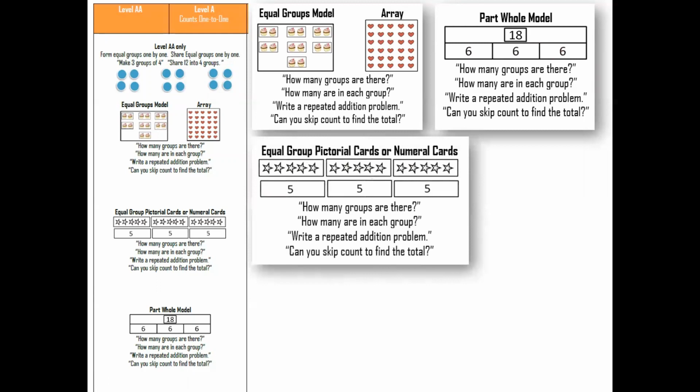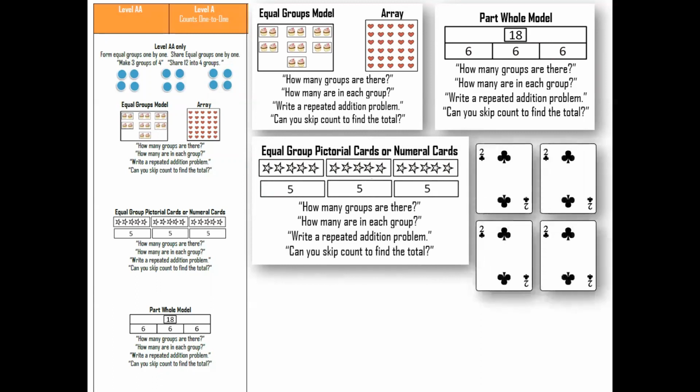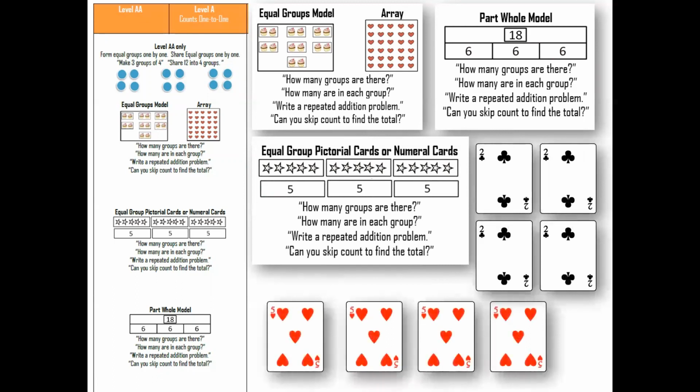And finally, again, equal group or pictorial cards or number cards, same thing. Your whole goal for level A is how many groups are there, how many in each group, write a repeated addition problem, can you skip count to find the total. And these last two things, these are not included in your materials, but if you have a deck of cards, or better, 2 decks of cards, which will give you up to 8 of each card, you can do the same thing. Build problems, how many groups, how many in each group, repeated addition, skip counting. That is your goal. Our goal is for them to identify groups, a number in each group, connect it to addition, and connect it to skip counting. And that is your level AA and level A instruction.